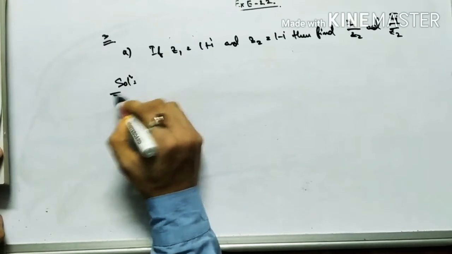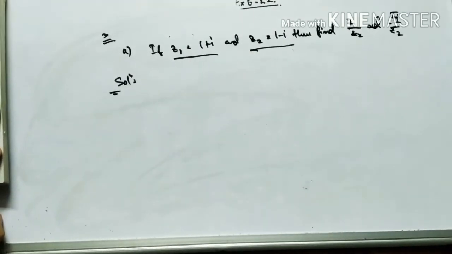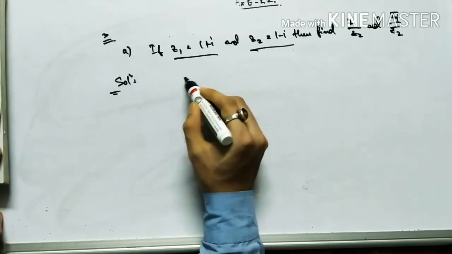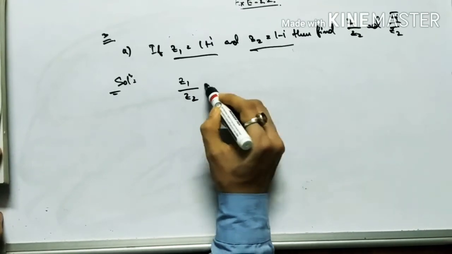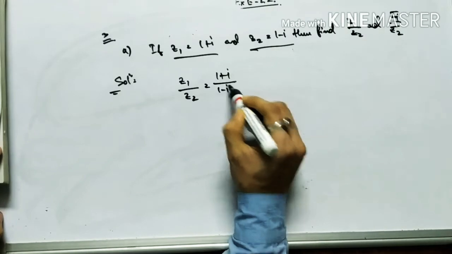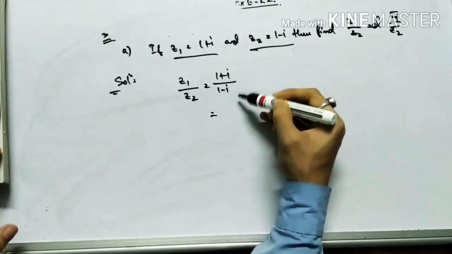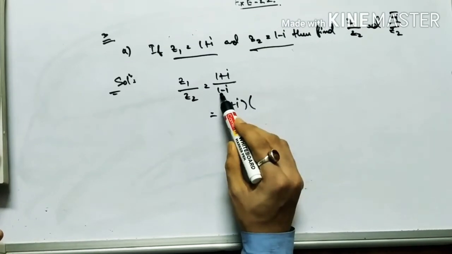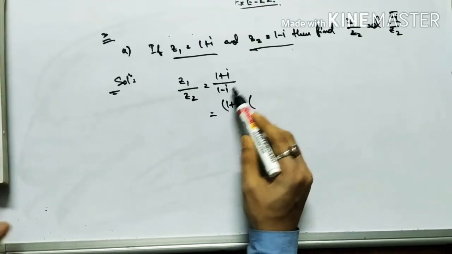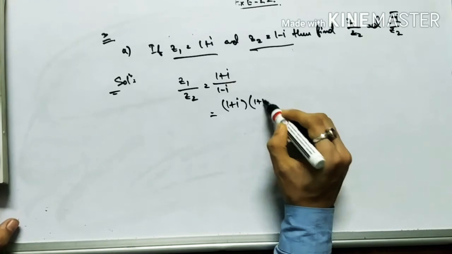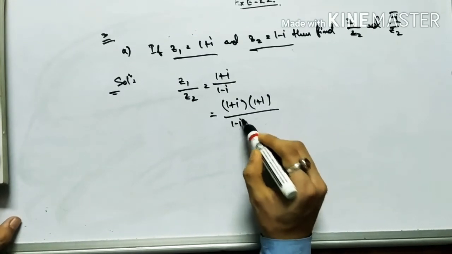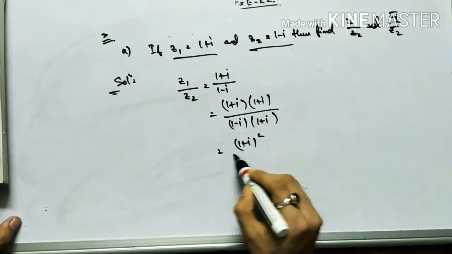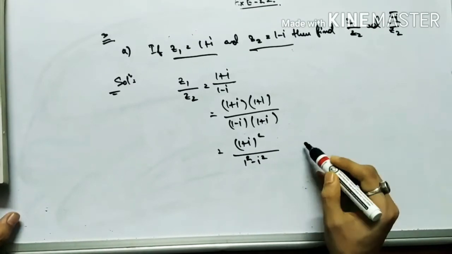Okay, if z1 is equal to this and z2 is equal to this, I have to find z1 by z2 and z1 bar by z2 bar. So z1 by z2 is equal to (1 plus i) by (1 minus i). Both numerator and denominator, with what will I multiply? You see this is 1 minus i, so I will multiply both numerator and denominator by 1 plus i. This is (1 minus i)(1 plus i). So this is (1 plus i) the whole square, and this is 1 square minus i square.